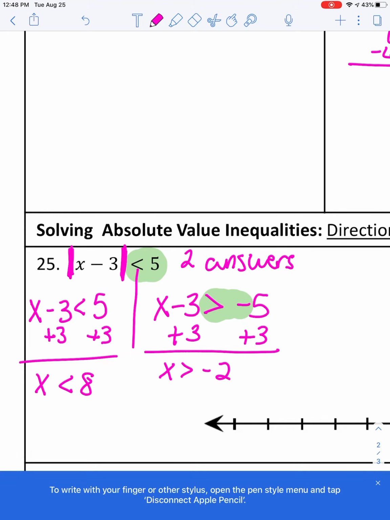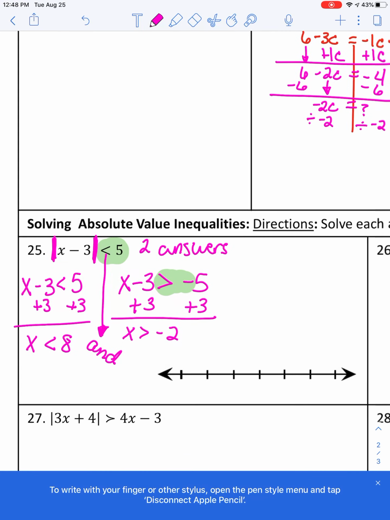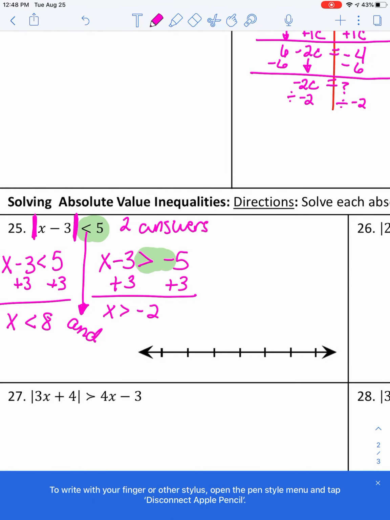This was less than. I know that's hard to remember, but because it was less than at the original, the word you use is and. If it's greater, you use the word or. So I'm going to put positive 8. Maybe I'll skip by 2's. Negative 2, 0, 2, 4, 6, 8.